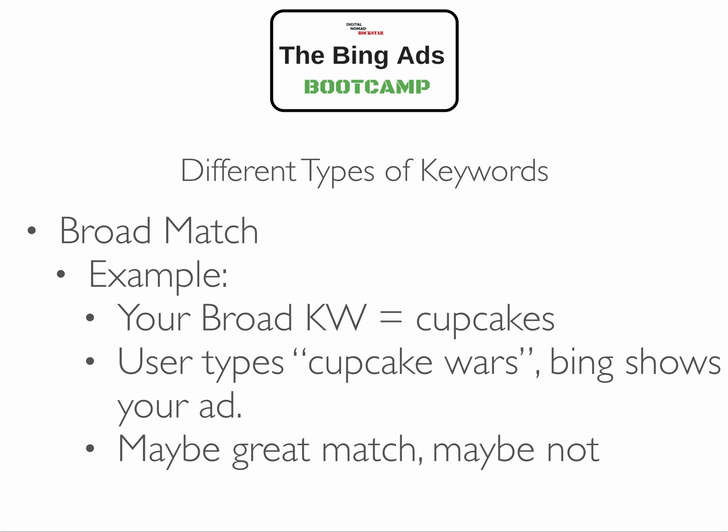All right, so here's an example of a broad match term. Your broad match keyword that you type into Bing is cupcakes. And the user types cupcake wars, and Bing shows your ad because that's loosely related to the word cupcakes. And it might be a great match. Maybe the fact that this person is searching for Cupcake Wars, which is a television show, means that they're really into cupcakes. But I know a lot of people who watch Cupcake Wars that are not so into it. It's not like they're ever going to be buying or making cupcakes.